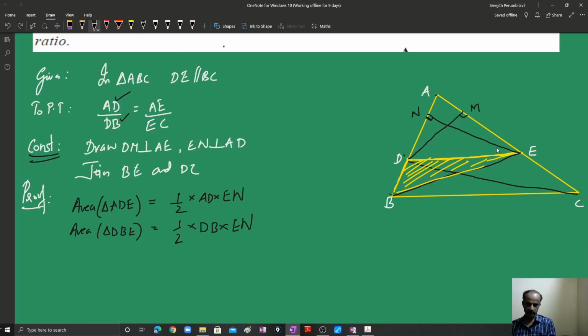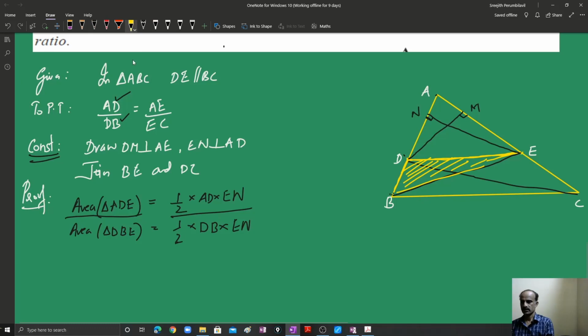Hope you got the idea. This is the height of that particular triangle. I'll draw it again for your convenience. DB is the base. This is DB, this is D. When you extend this, the perpendicular from E is EN. So the height is EN.